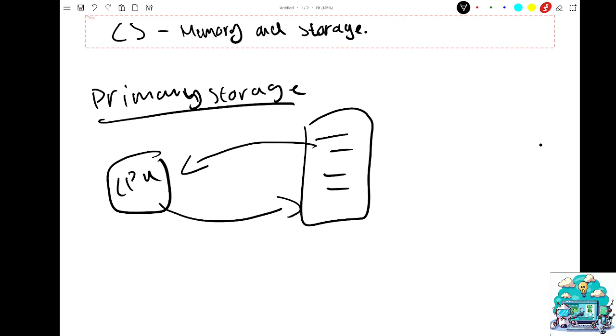Yes, primary storage is important because without primary storage, the CPU wouldn't be able to send and receive, or store data for things such as programs on your computer.